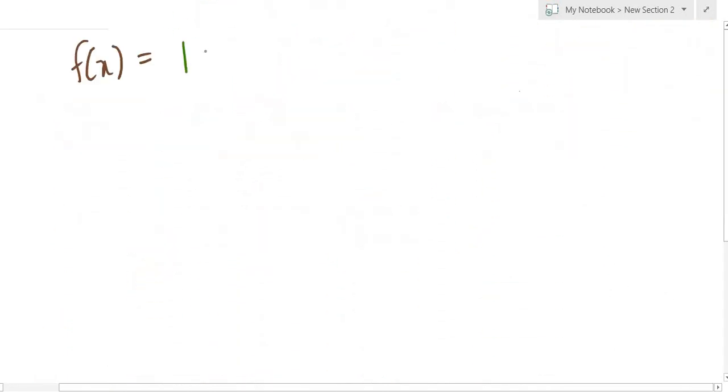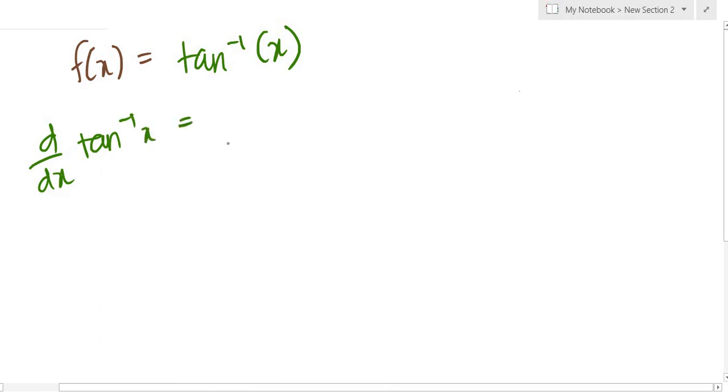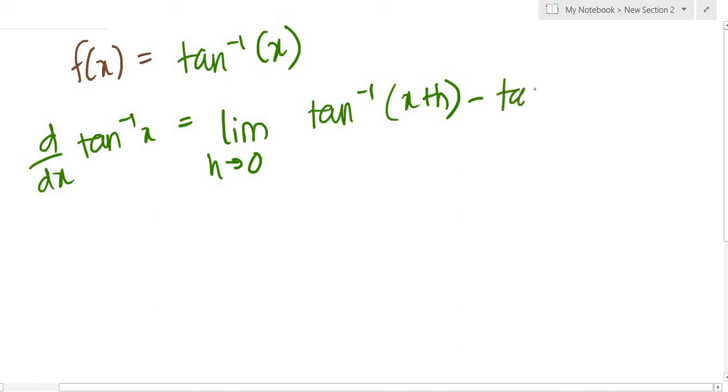I would quickly like to do an inverse trigonometric function. I know you guys might not be so familiar with them. We didn't do any limit identities with them, but let's go. D over dx of tan inverse of x is the limit as h goes to 0 of tan inverse of x plus h minus tan inverse of x, all over h.